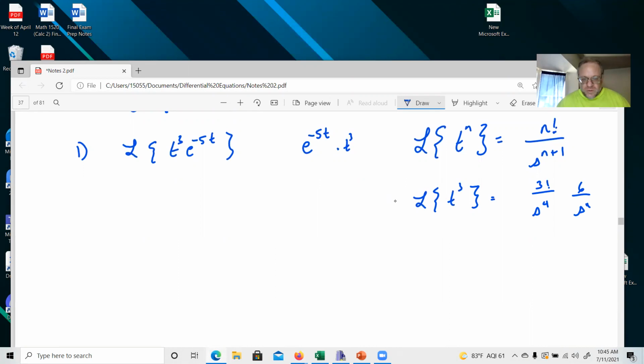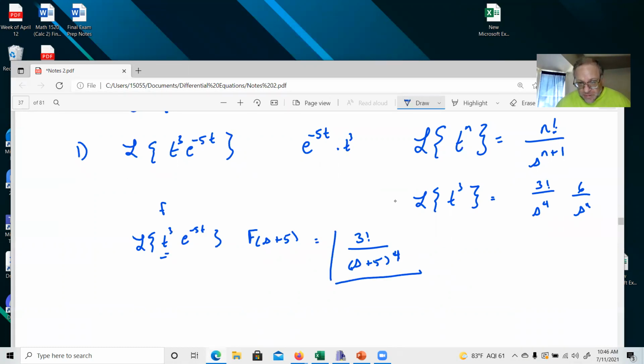So what we're going to do, because we have this e to the negative 5t, we're going to do the Laplace transform of t cubed e to the negative 5t. Right, this is the Laplace transform F of s plus 5, where f is this function. Okay, that's f, t cubed. So all we're going to do here is we're going to say this is 3 factorial over, instead of s, we're going to replace it with s plus 5 to the 4th. All right, that's it.